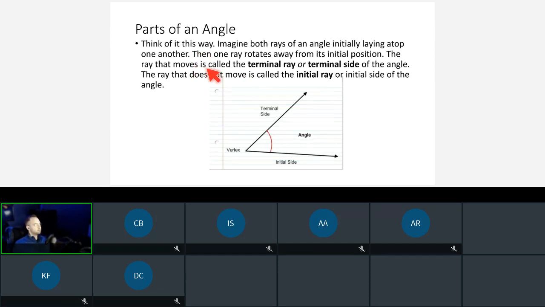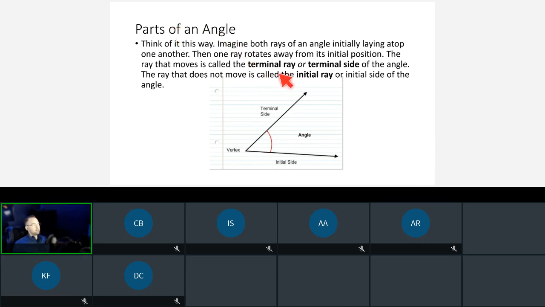Parts of the angle. So here we have the angle between two rays. This is the angle, of course. This is the initial side, and then this would be the terminal side here. All right, the vertex. This is the point here, the vertex. So it could be a coordinate.